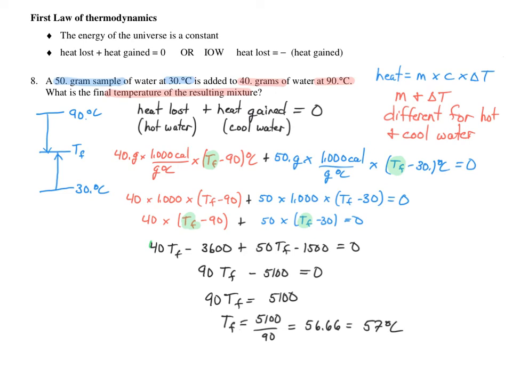Here's the nut of it. There's hot water losing heat. There's cool water gaining heat. The sum of the heat lost and the heat gained equals 0. That's our first law. So applying this equation, we can step through and solve for the final temperature.